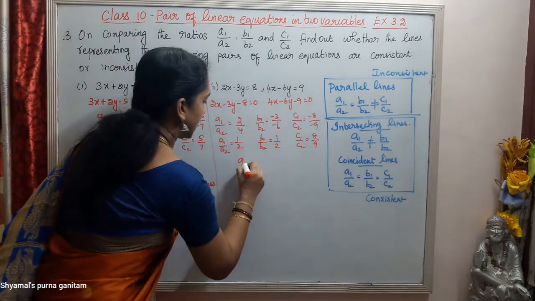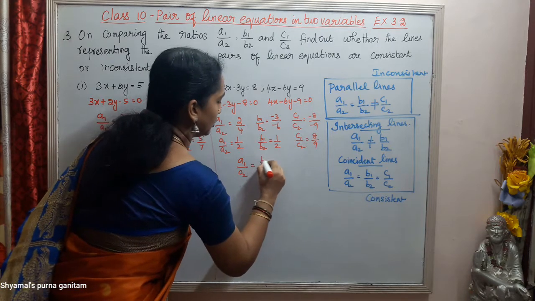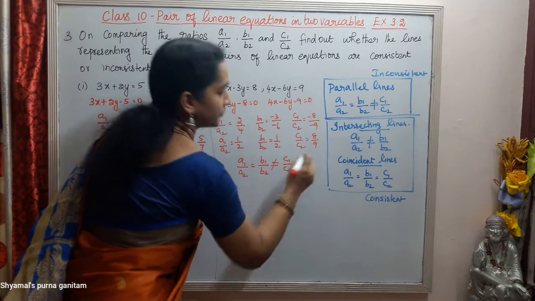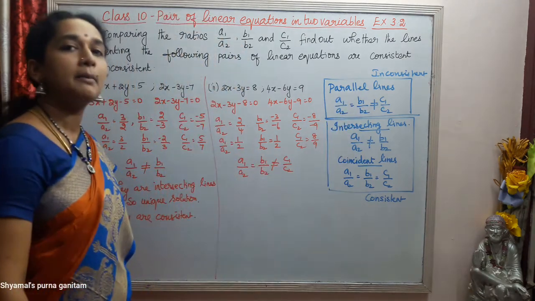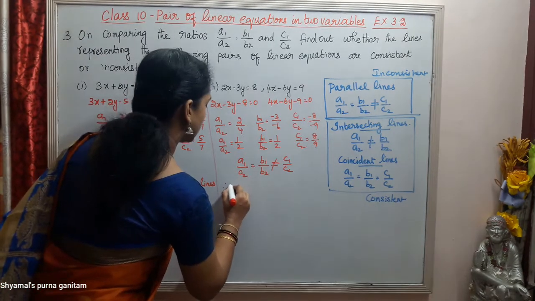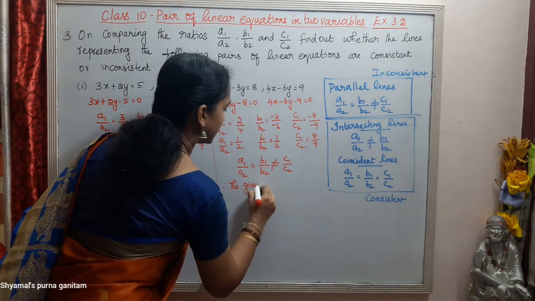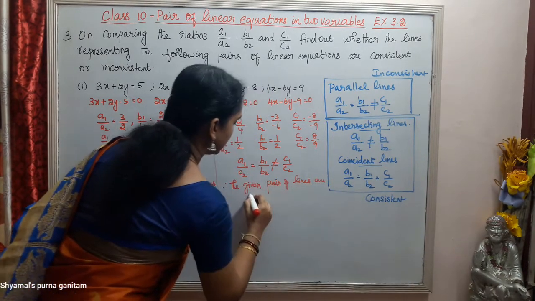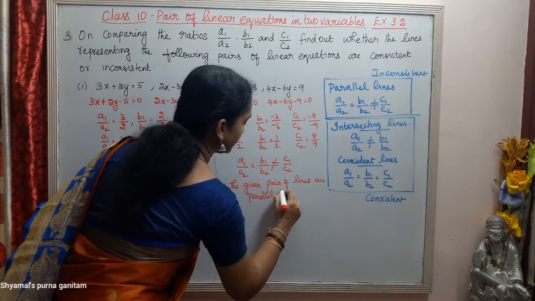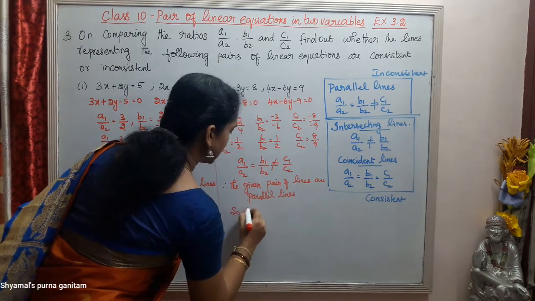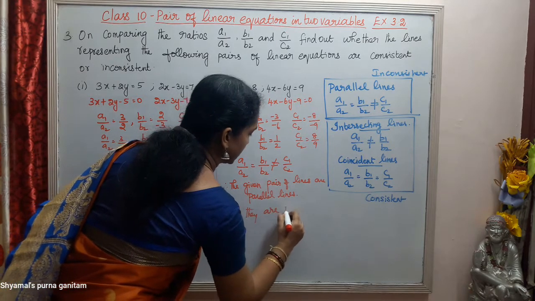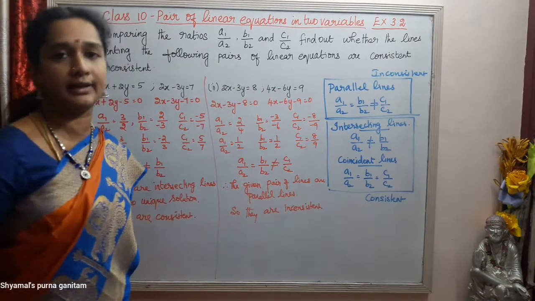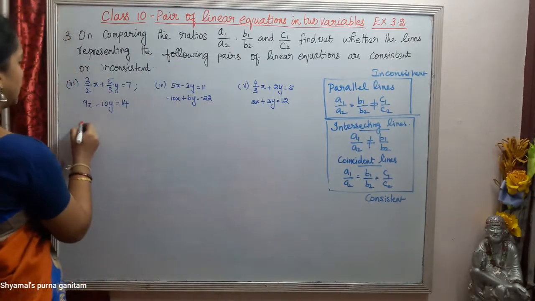So that means A1 by A2 is equal to B1 by B2 not equal to C1 by C2. What is the thing we will get? We will get parallel lines. Therefore, the given pair of lines are parallel lines. So they are inconsistent. So this is how it has to be done.